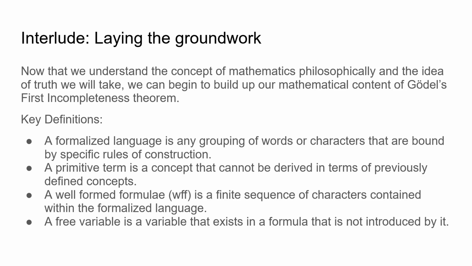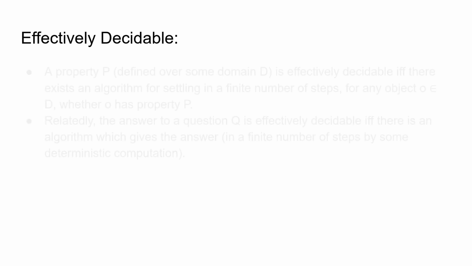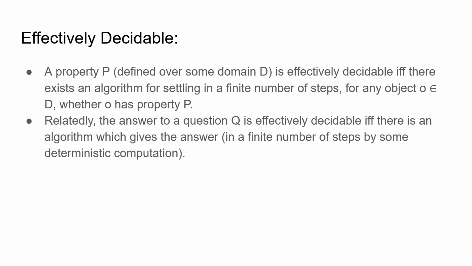The third is the well-formed formulae, a finite sequence of characters contained within the formalized language. And the fourth is a free variable, which is simply a variable not introduced within the formula it's contained in. So now we can look at the effectively decidable property. We'll consider a property P as effectively decidable if and only if there exists an algorithm for settling within a finite number of steps whether any object has the property or not. And here we can think of characteristic equations at least.